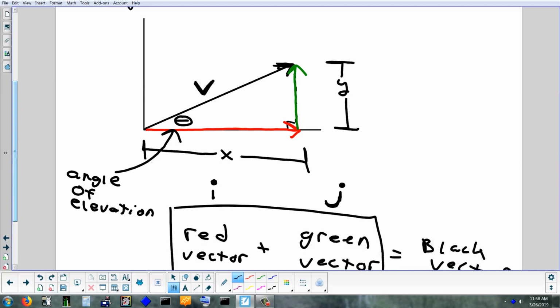Let's start with these three things. If you think of this as a right triangle, what's the name of the side that we've labeled x? Adjacent. It's adjacent, yes. So I'm just going to write that off to the side. And what's the name of the side we labeled v?